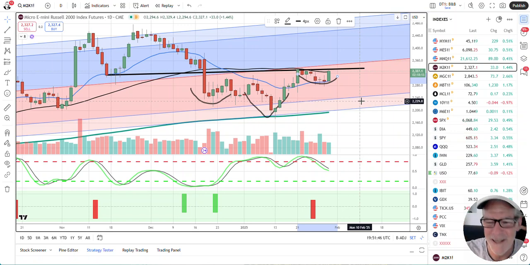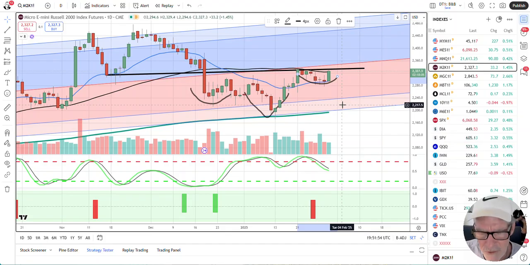Hopefully oil gets back on track. Gold has been very strong. The miners need to catch up, and they've been very strong today. So you've got a lot of great sectors out there.